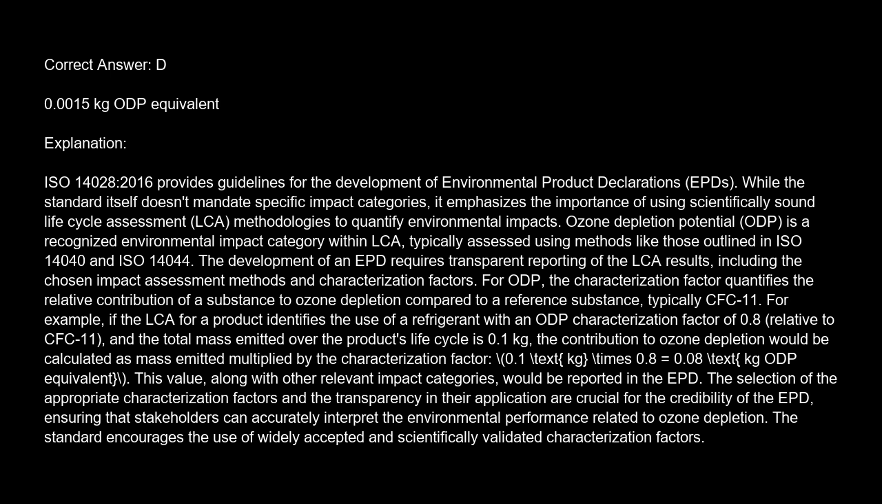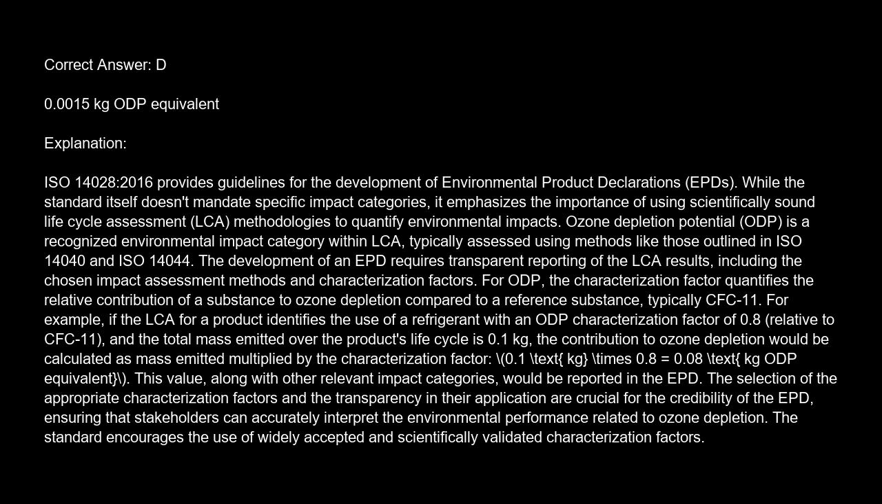Ozone depletion potential, ODP, is a recognized environmental impact category within LCA, typically assessed using methods like those outlined in ISO 14040 and ISO 14044. The development of an EPD requires transparent reporting of the LCA results, including the chosen impact assessment methods and characterization factors. For ODP, the characterization factor quantifies the relative contribution of a substance to ozone depletion compared to a reference substance, typically CFC11.